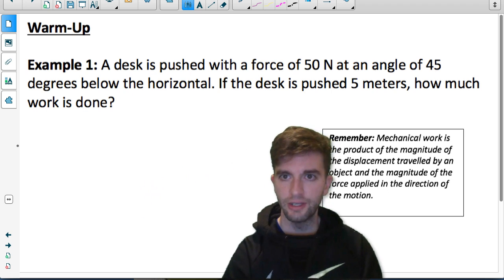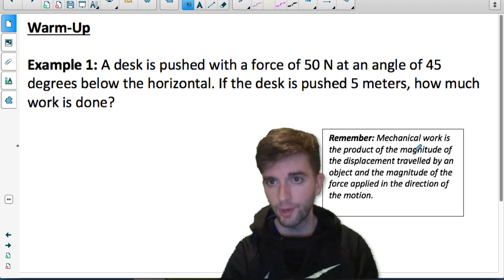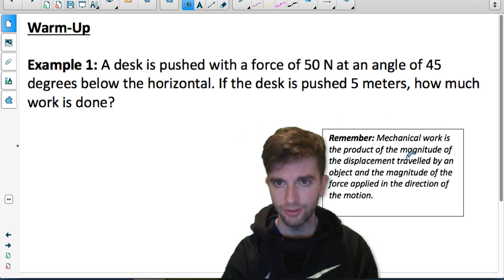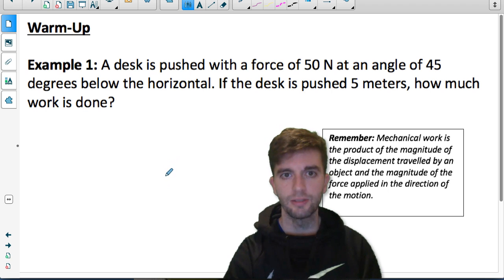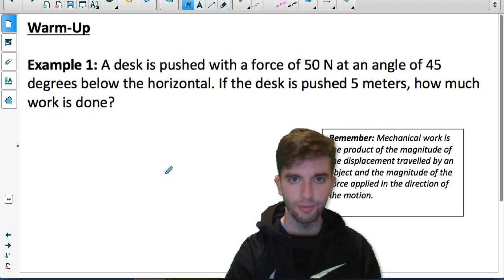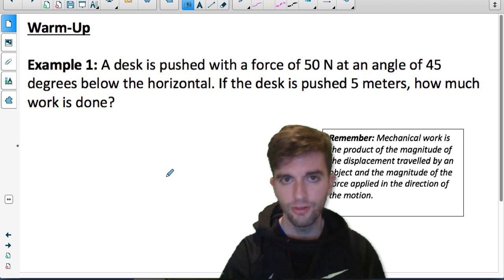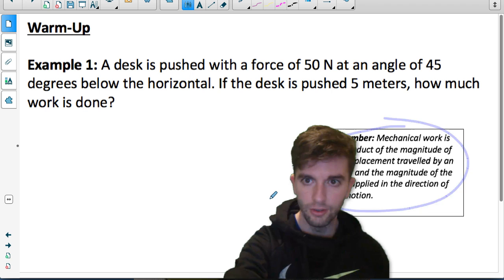When we're asked to calculate mechanical work, as a reminder, it is the product of the magnitude of the displacement traveled by an object with the magnitude of the force applied in the direction of motion. So that's exactly what dot product is. Dot product is the product of the magnitude of one vector with the magnitude of the other vector that's applied in the direction of the first vector. That's exactly what mechanical work asks us to do.